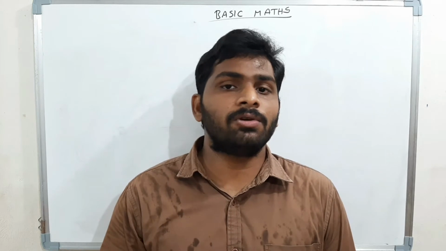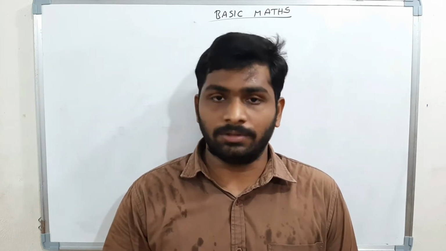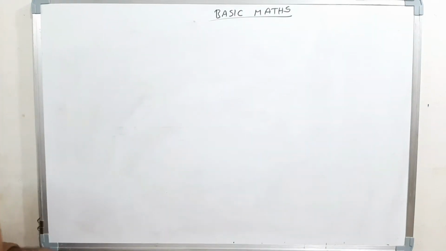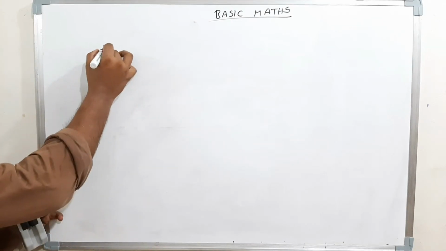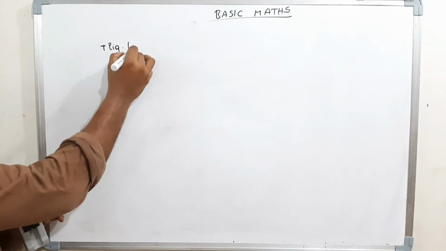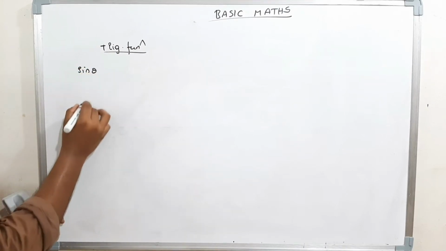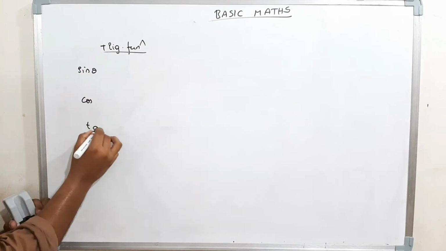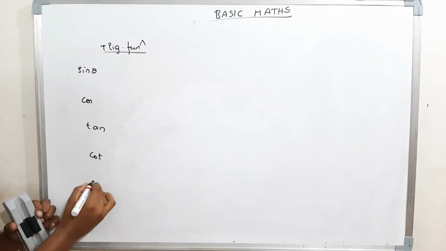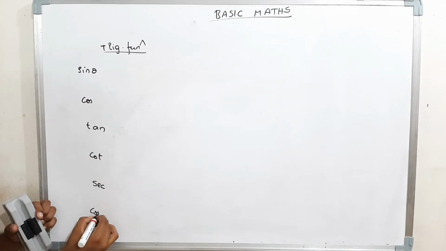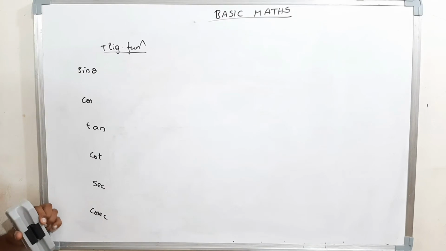In today's class we are going to study trigonometry functions. Everyone knows what trigonometry functions are. How many are there? First one is sin theta, next cos, next tan, next cot, next secant, and last is cosecant. We have 6 trigonometry functions.